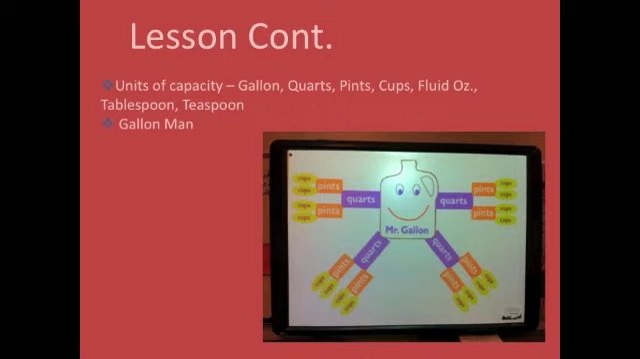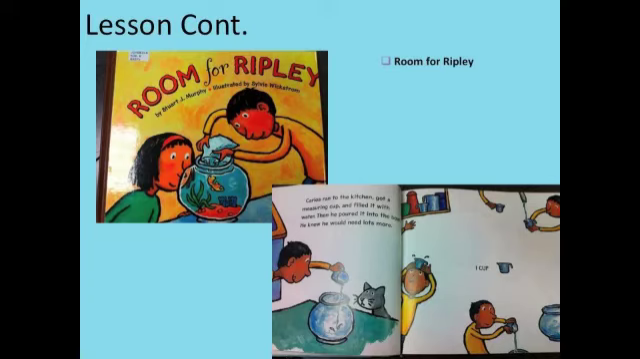At the beginning of my lesson, we talked about what capacity was, and I introduced them to what's called the gallon man so that they were able to compare the different units of capacity with one another so that they could more easily figure out how many of one unit of capacity fit into another. I then read to the class a book called Room for Ripley, where a little boy goes to get a fish as a pet, and he's estimating how much water he will need and that can fit into his new fish bowl.